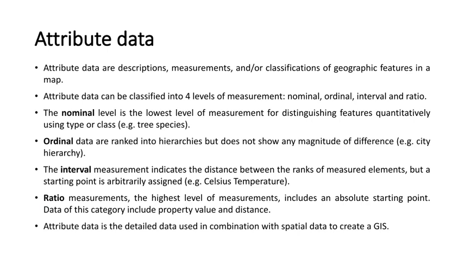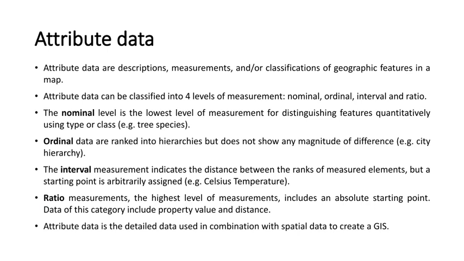So here attribute data consists of the descriptions or classification of the features, and that can again be classified into 4 levels of measurements: nominal, ordinal, interval and ratio. Nominal is the lowest level of measurement for distinguishing features qualitatively using the type or class, like different tree species. Ordinal means they are ranked into hierarchies, but it does not show any magnitude of difference, like city hierarchy, etc. Interval measurement indicates the distances between the ranks of measured elements, but a starting point is arbitrarily assigned. So there will be a starting point that is roughly taken, like Celsius temperature, etc. It indicates the distance between the ranks of measured elements.